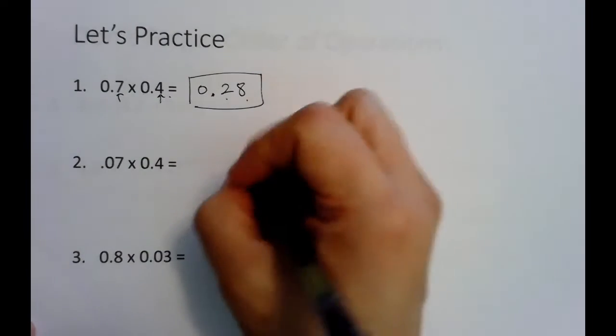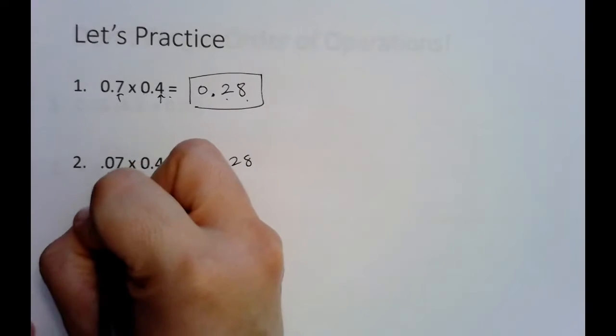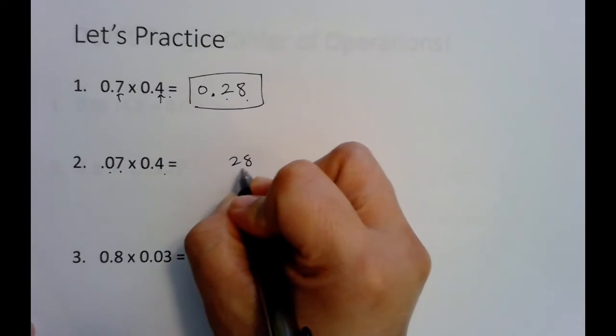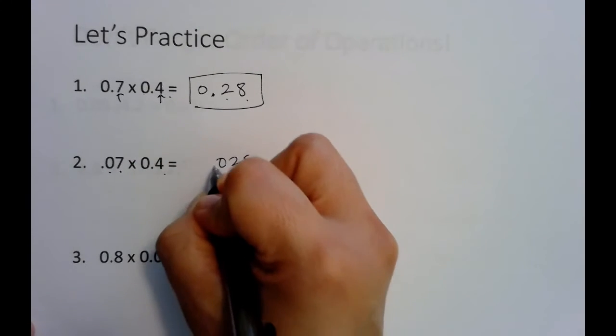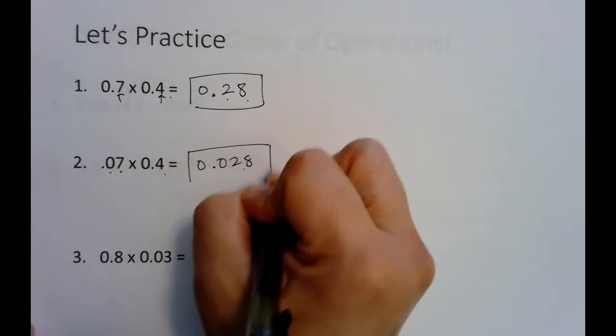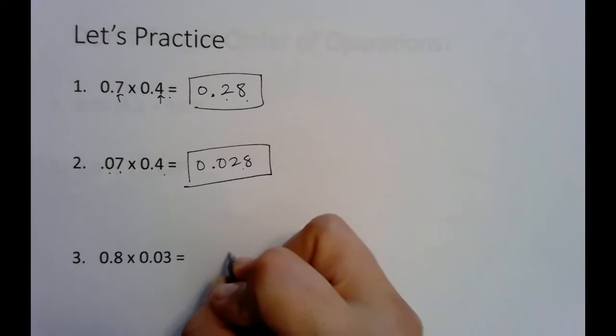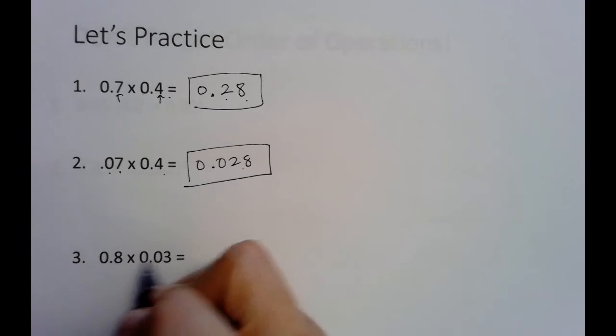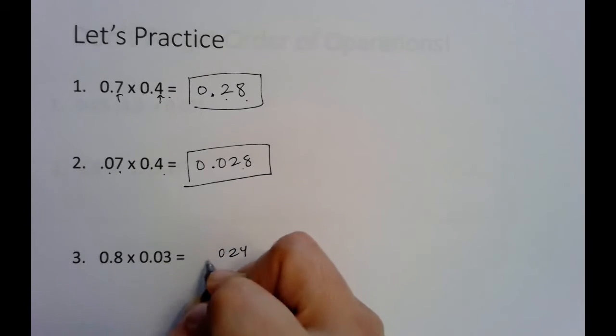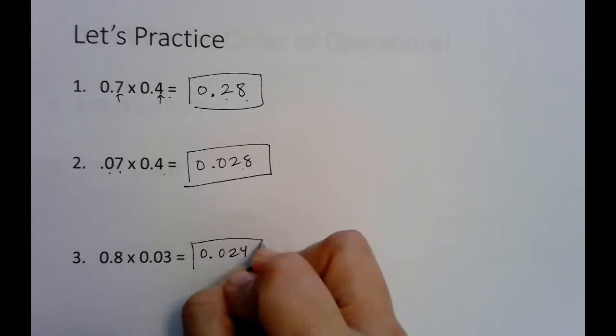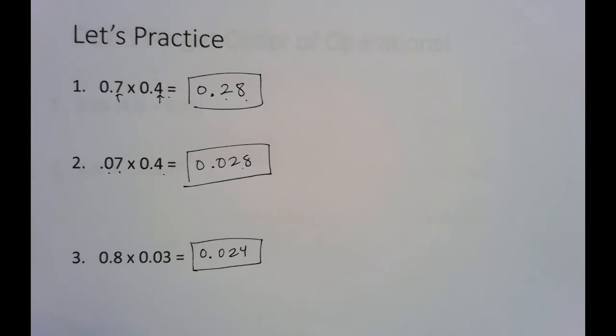So here, similar, right? 28, but we need to have 1, 2, 3 decimal places. So 1, 2, 3 decimal places. So this is 0.028. Okay, and then this one is 8 times 3, so that's 24. So we have 1, 2, 3, 2, 4, then 0.0, and that's it. Okay.